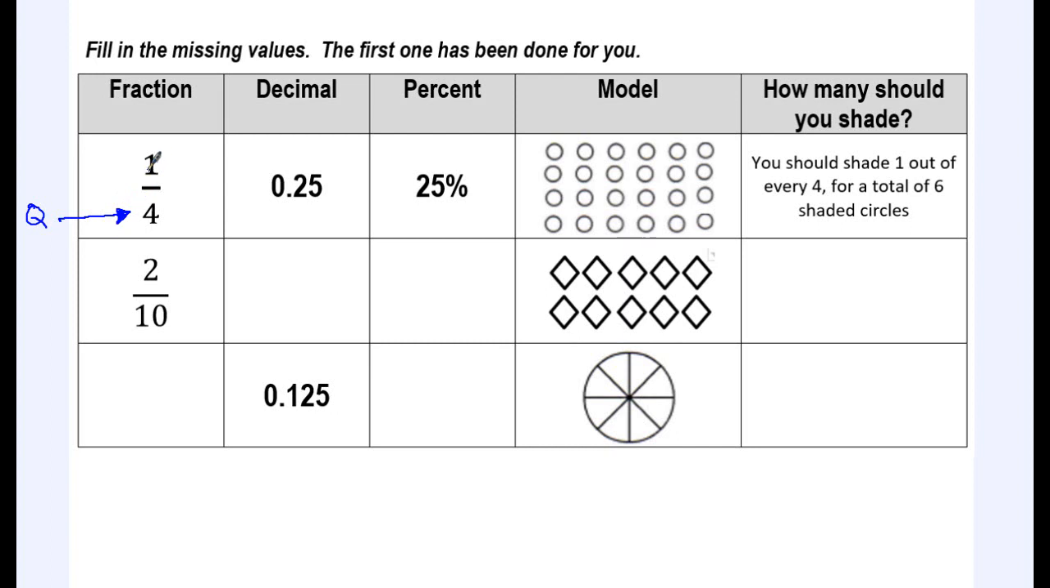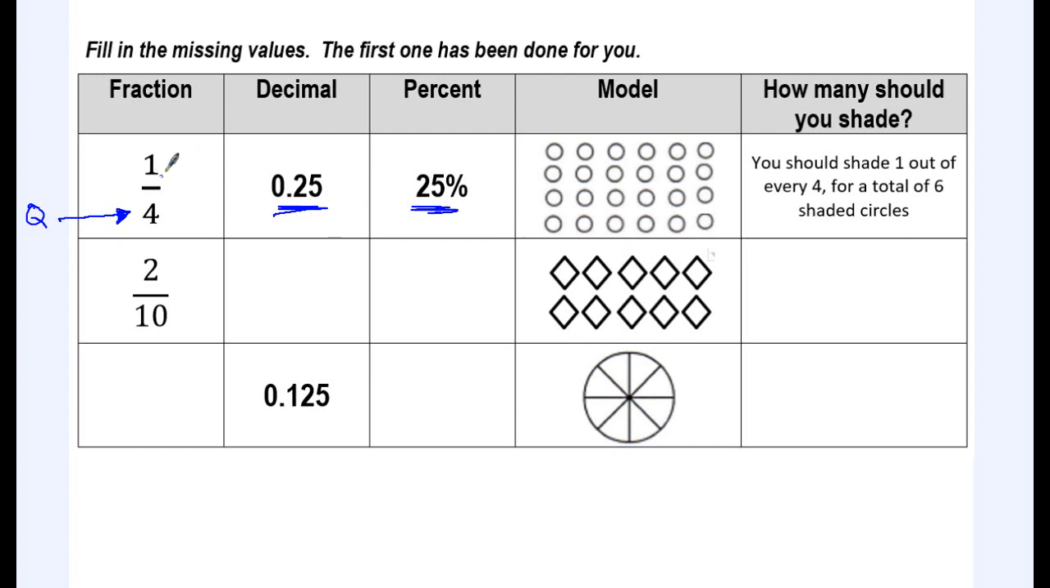This 1 indicates that there's only 1 quarter. And we know how much 1 quarter is. 1 quarter is 25 cents. So that 25 cents would be your decimal value. And it's 25 cents out of 100 cents. And anything out of 100 you can write as a percent. So 25 out of 100 would be 25%. Then we want to model. We want to shade the number of circles necessary to represent 1/4 or 25%.